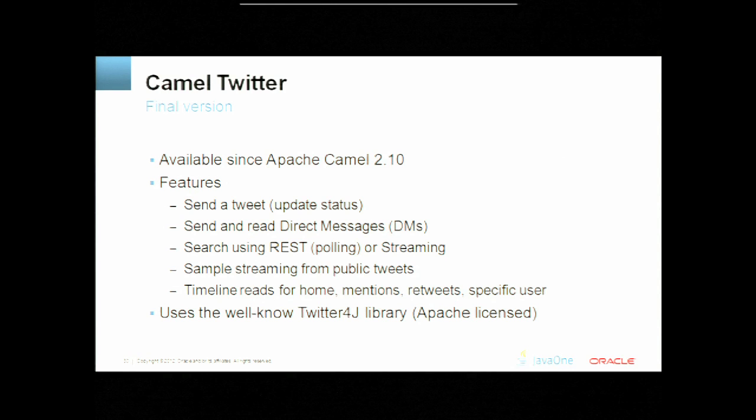So the final version, 2010, 2.10. That's the version that provides Camel Twitter. With that component, you can tweet updates. You can search. You can connect to the streaming API. You can read direct messages. You can read, this is interesting, retweets, mentions, or the home timeline of some user. Of course, all that is provided by the Twitter4J API library. It got an Apache license recently, so that's why it also enabled the component to be available from the Apache Software Foundation.